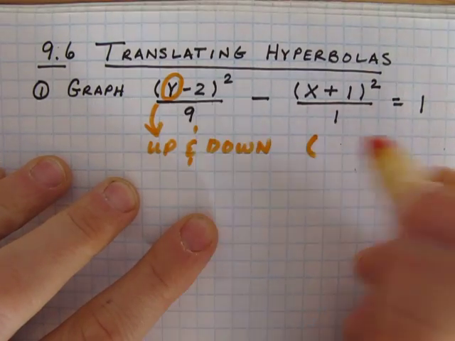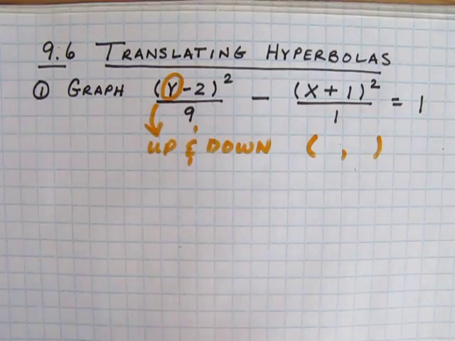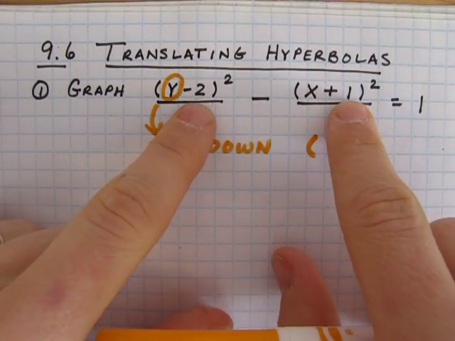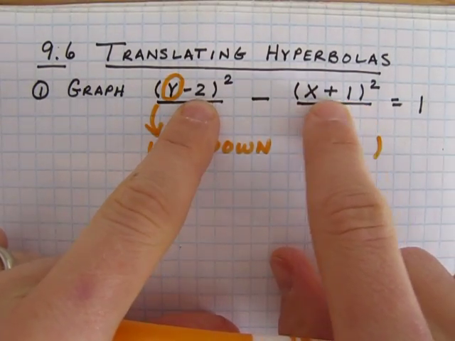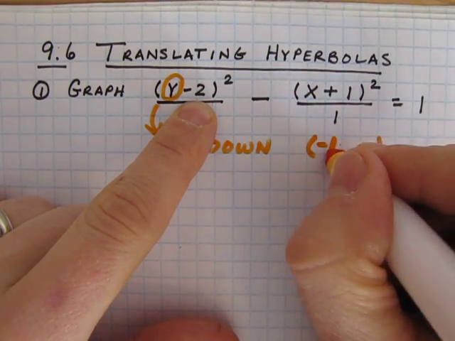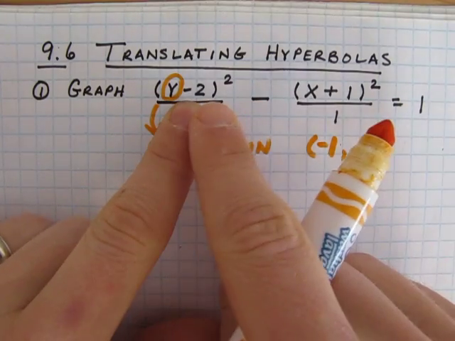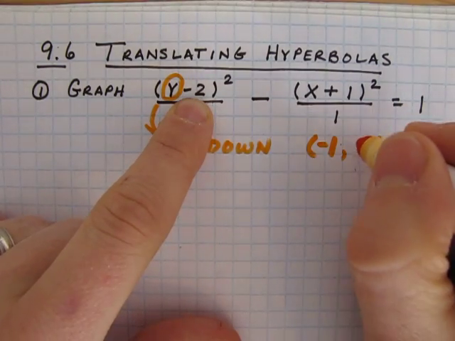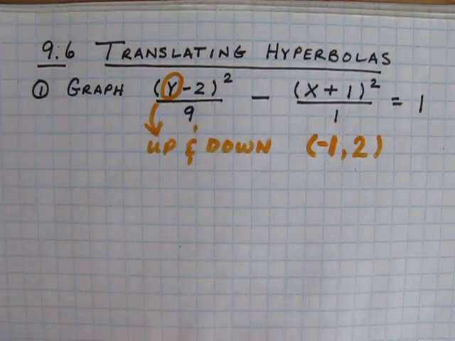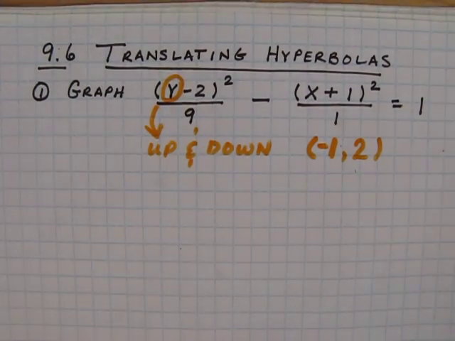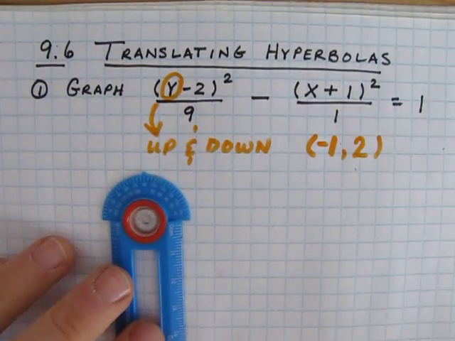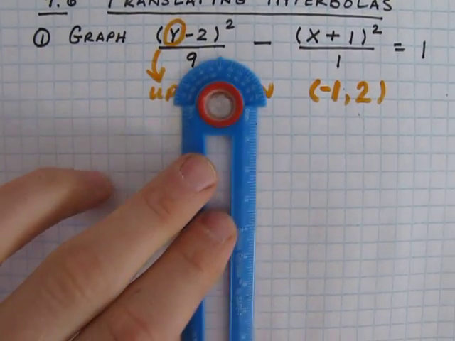The next thing we want to do is identify where the center of the hyperbola will be, and the center is going to be identified by the h, k values that we have right here. So the x is with plus 1, which tells us that the x value will be negative 1. And the y is with negative 2, which tells us that the y value of the center will be a 2. So we've now got our up, down, and our center.